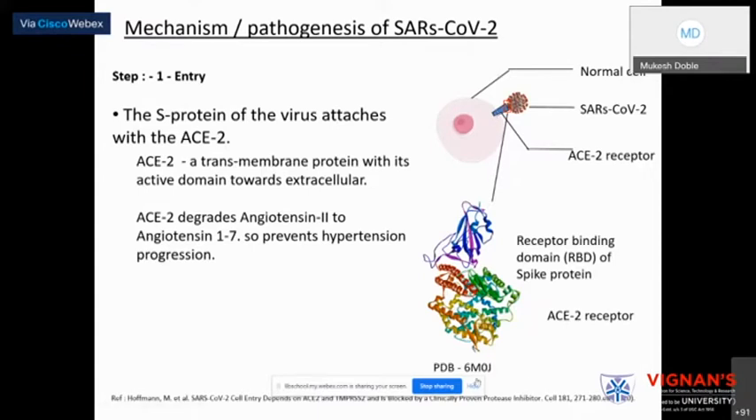This is again a PDB structure, 6MOJ, as you can see here. This is the ACE2. This is your spike protein. This is the receptor binding region. So you can prevent this binding if you can find inhibitors which can dock and inhibit the process actually.